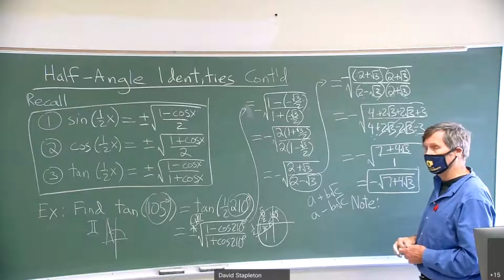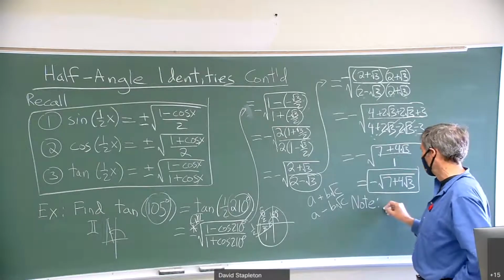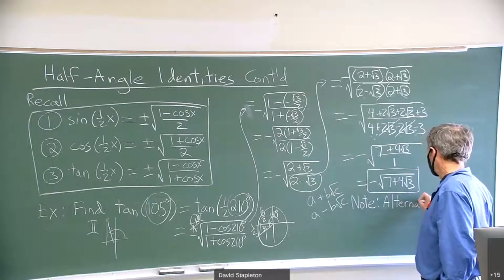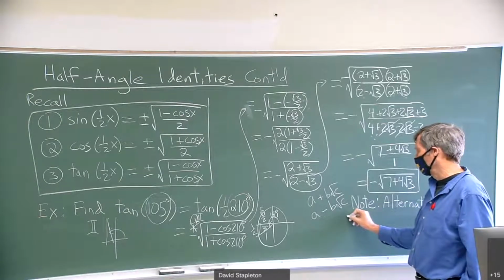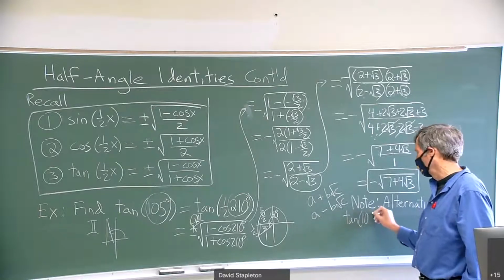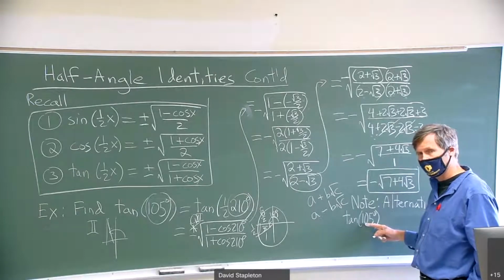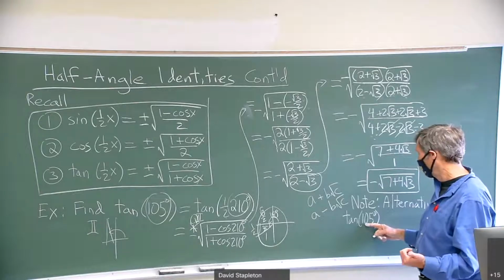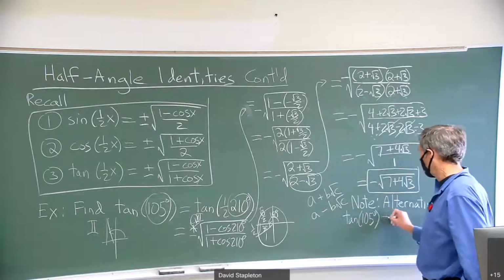That being said, another note: recall that we can also do all these multiples of 15 degrees using the sum and difference formula. So alternatively, we could use the sum or difference formula. We could put tangent of 105 degrees. If we can write 105 degrees either as a sum or a difference of special angles, remember, special angle multiples of 30 or 45, then I can do this exactly with a sum or difference formula. And any 15 multiple can be done that way too.